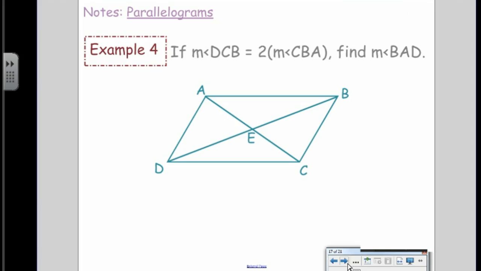So if I call angle CBA, this whole angle, if I call it x, then angle DCB is 2x. Does that make sense? If I call CBA x, then I can call this one 2x.